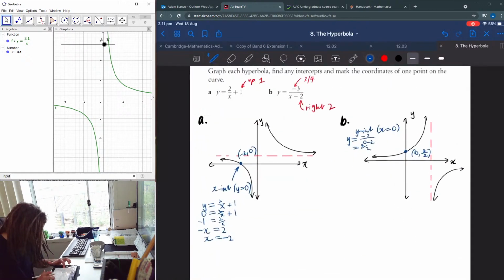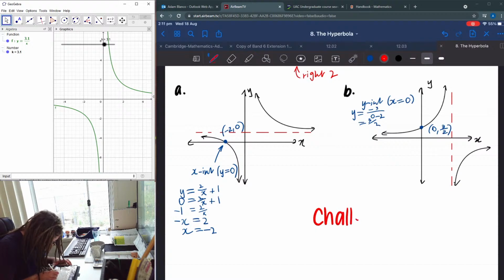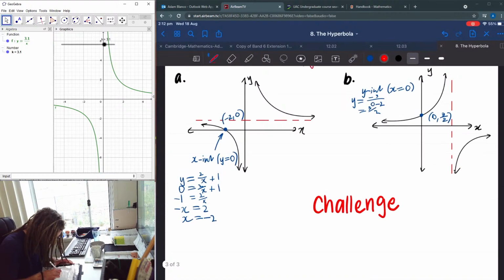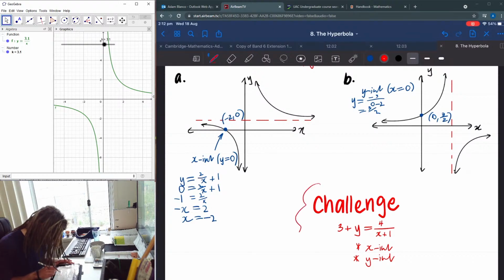So all we're really doing is moving hyperbolas up, down, left, right. And as per tradition, let's chuck this in. I'm going to make this a little bit different. Let's go like this: 3 plus y equals 4 on x plus 1. And give me x and y intercepts. I think I put extension in this one anyway, but I guess that's just a fun little challenge.